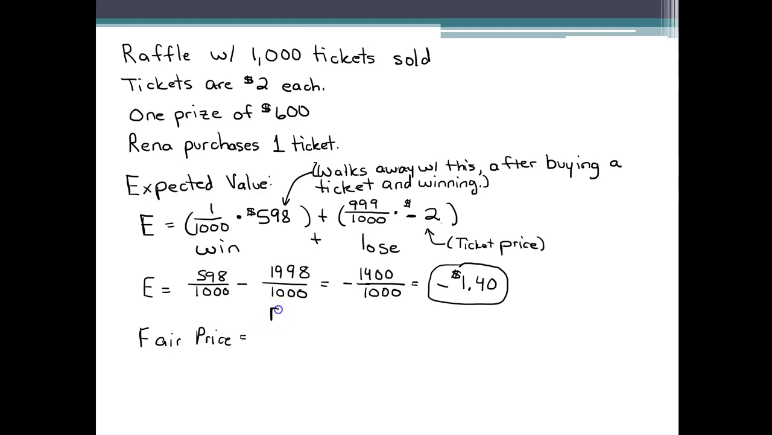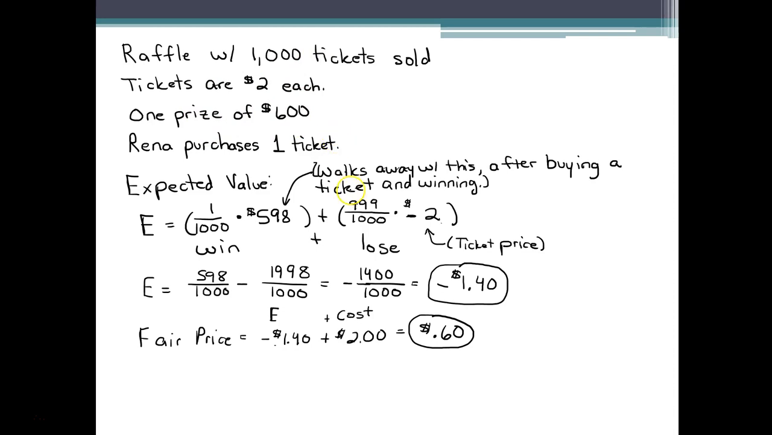Take that expectation of -$1.40 plus the cost to play, which was $2, and the fair price is 60 cents. So this is what they should charge if they want everybody to break even. If they want to go home at the end of the day with no profit, just $0 profit, and so an overall break even. So if you think about it, the 60 cents per ticket times 1,000 tickets would bring in $600, which they would then immediately pay out to the winner for the prize of $600.